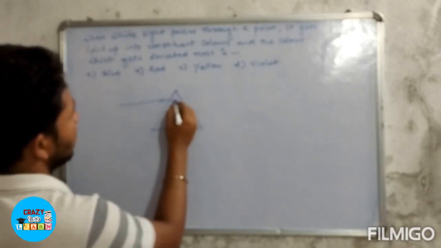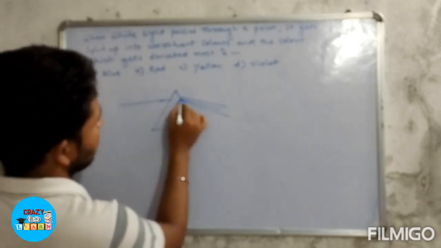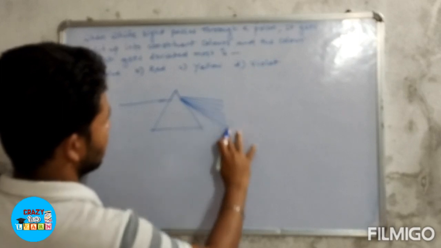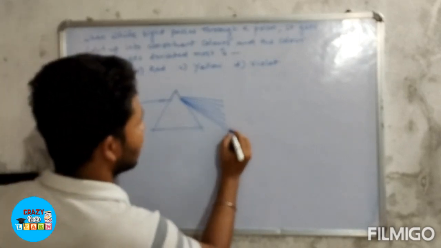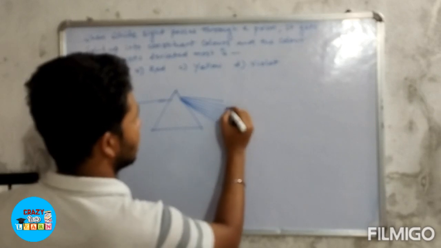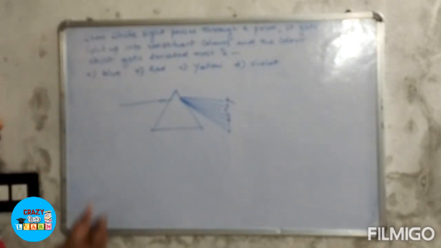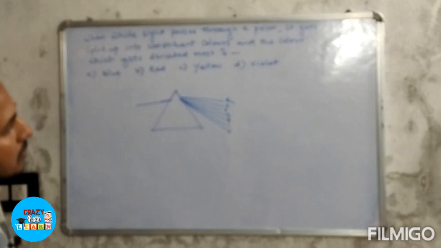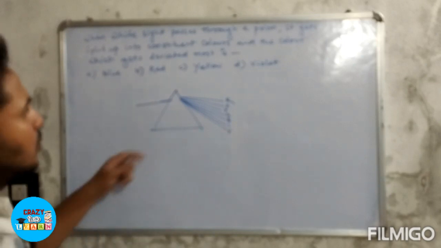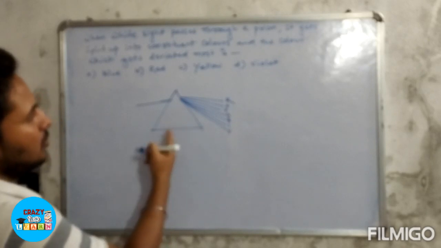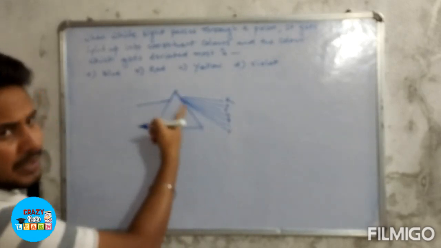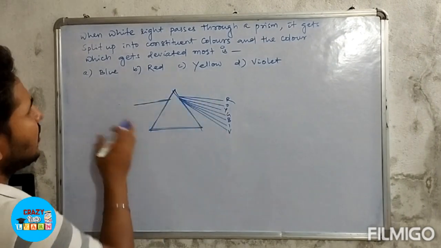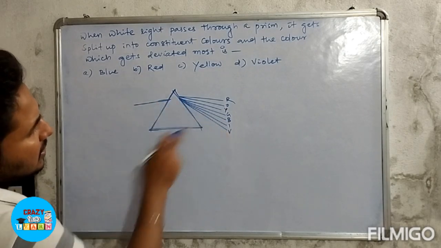When a white light falls on the prism, it splits into 7 constituent colors. So writing like this, yes or no? In your book you have the picture like this, yes or no? So simply, which deviates most? If it is a prism, you are having pictures like in your book. So from this picture what you are finding, which light deviates most?